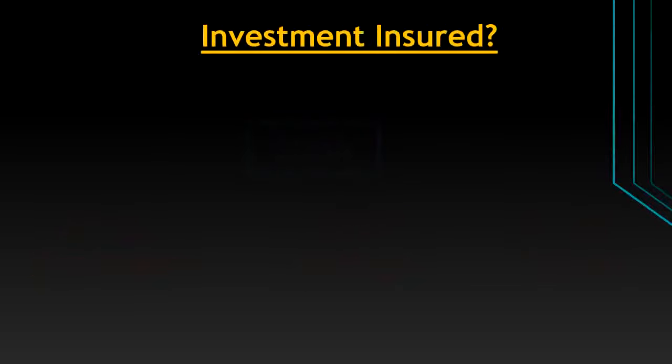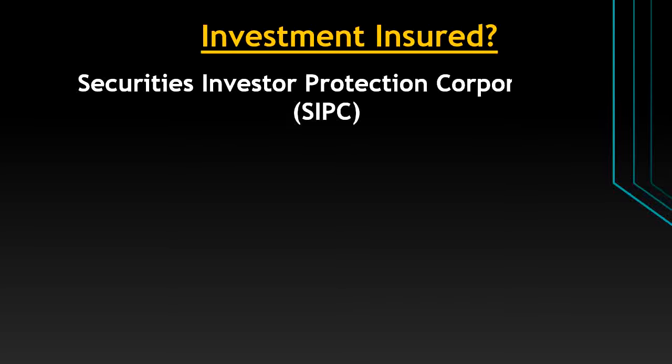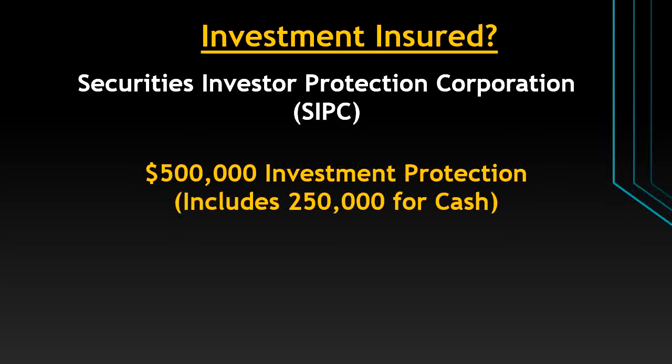Now the second determining factor, is your investment insured? All legal brokerage firms have insurance for your investment account. And all of the brokerage firms covered in this video are legal brokerage firms. Hence, your investment accounts will be protected. It will be protected by the Securities Investor Protection Corporation, the SIPC. Now, how much would be protected? The SIPC allows for up to $500,000 of your investment to be protected, and that includes $250,000 for cash.